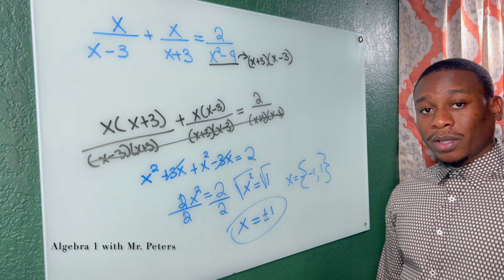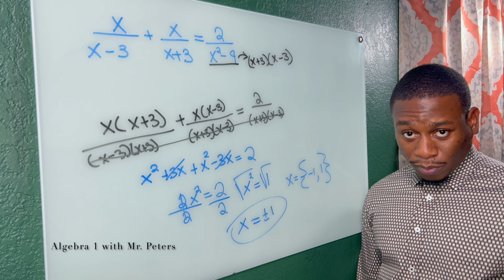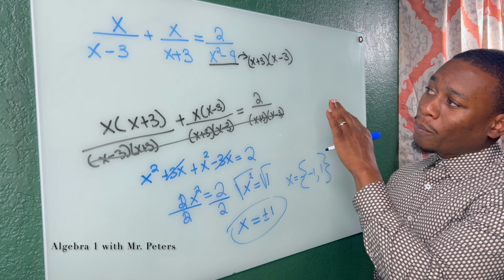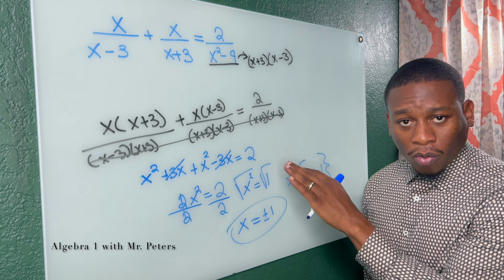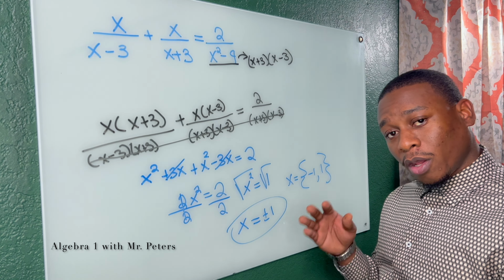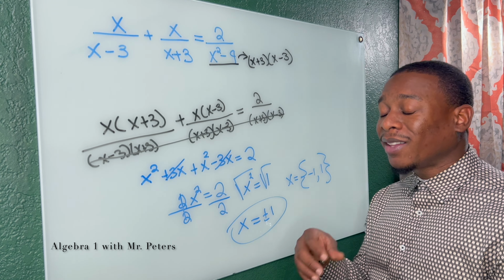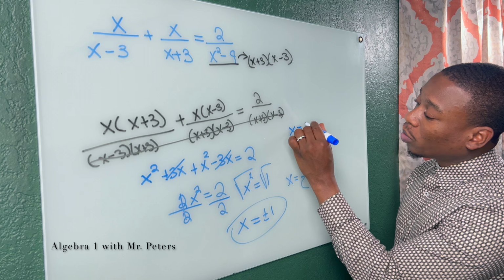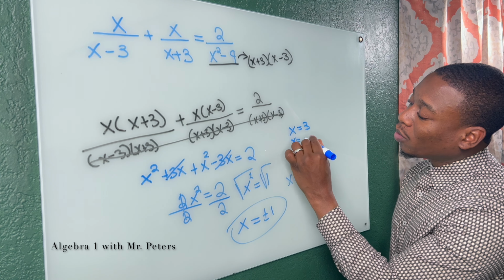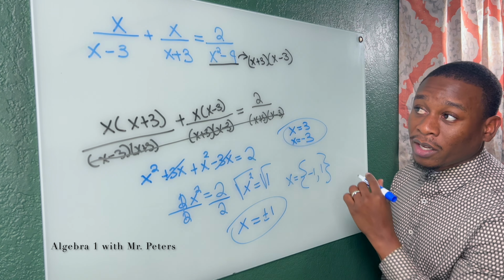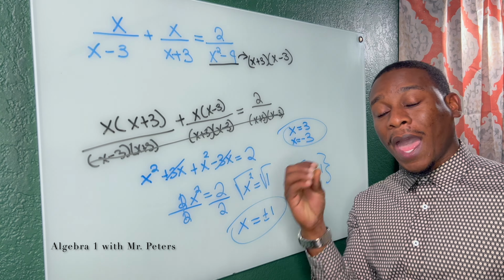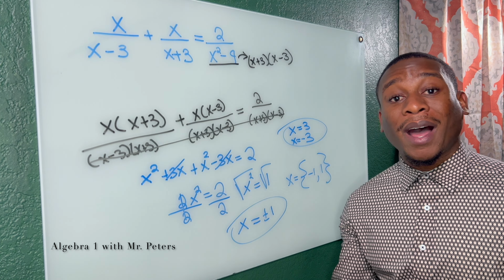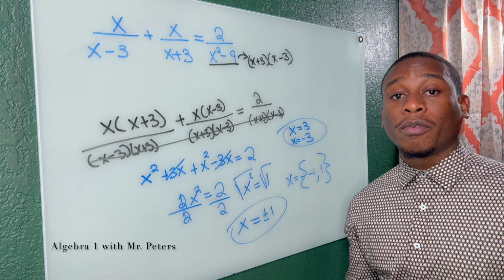Now, the most important thing when we talk about rational expressions is understanding extraneous solutions. So in this problem, the extraneous solution, or the number that would make the answer not be a solution, is if x was equal to 3 or if x was equal to negative 3, right? Because any of those would have a 0 in the denominator and that would be undefined. We can't have 0 in the bottom of a fraction.